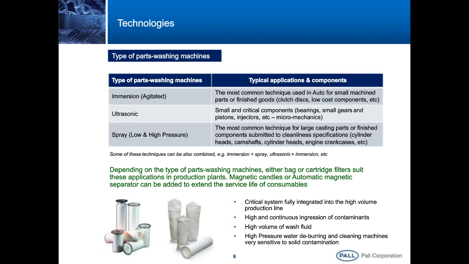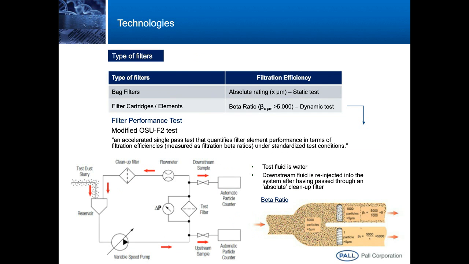Now, let's spend a while on the filtration performance difference existing between a bag filter and a process filter element. One of the key points of differentiation is the way the filtration efficiency is measured. For bag filters, we usually talk about absolute ratings, which result from a static test. The absolute rating is in fact the diameter of the largest hard spherical particle that will pass through a filter medium under specified test conditions. This is an indication of the largest opening in the bag filter.